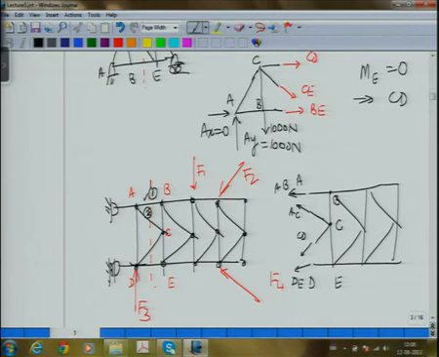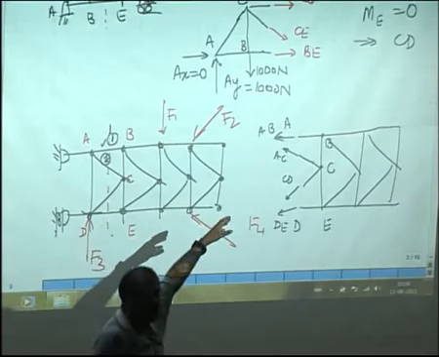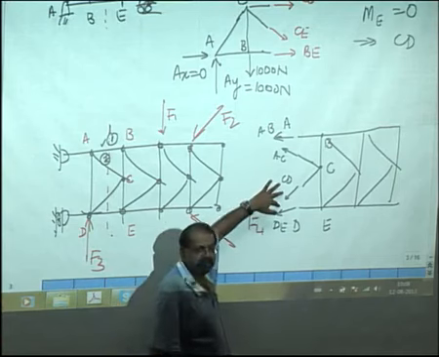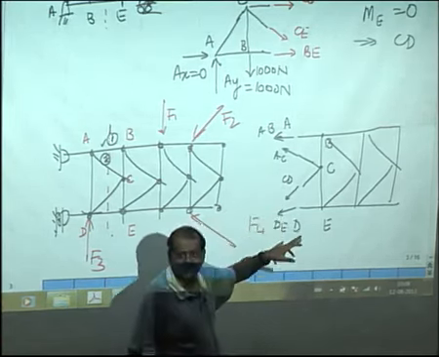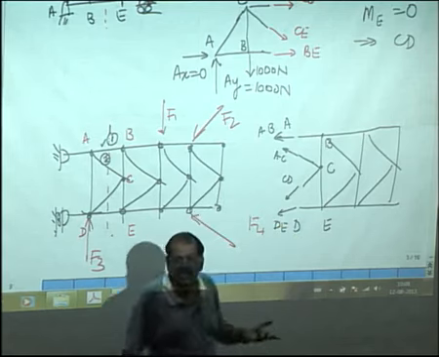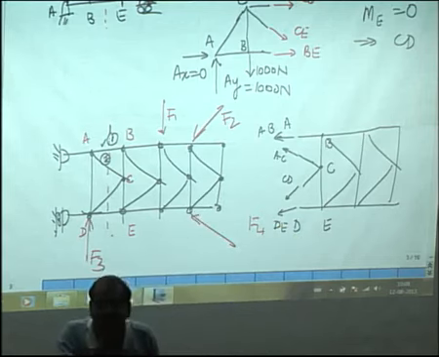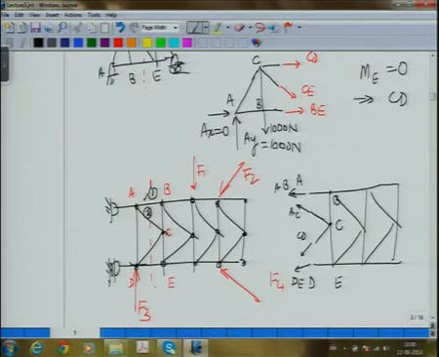When I take a cut like this, if I take moments about A equal to 0, I will get a relation between CD and DE. If I take moments about D equal to 0, I will get a relation between AB and AC. But I will not be able to solve for both the unknowns AB and AC, which I want to find. I have to find forces in 1 and 2, and I will not be able to do that.